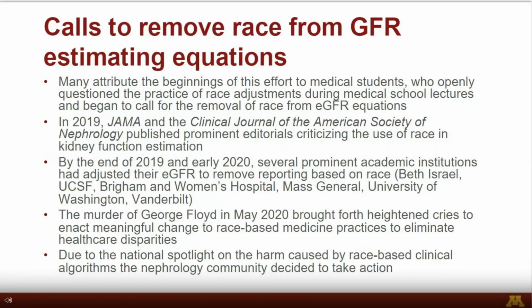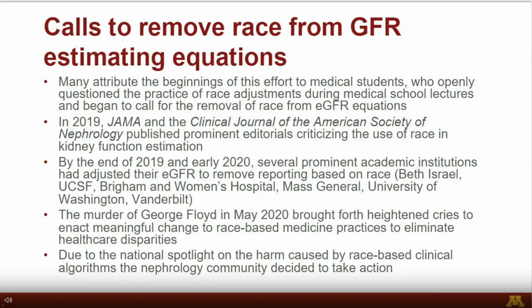Over the last few years, there have been increasing calls to remove race from GFR estimating equations due to the issues I previously highlighted, disparities in care and the fact that race is not biological. Many attribute the beginnings of this effort to medical students who openly questioned the practice of race adjustments during medical school lectures and began to call for the removal of race from eGFR equations.